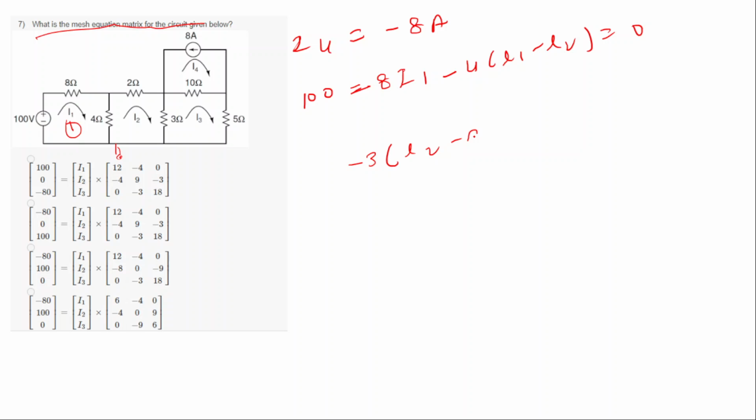I2 minus I3, just I coming, I understood the concept. Somewhere slight mistakes are there. Just check. Minus 3 times of I3 minus I2, minus 10 times of I3 plus 8, and minus 5 I3.